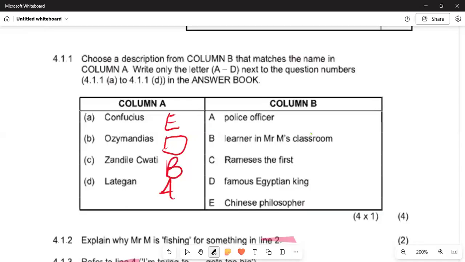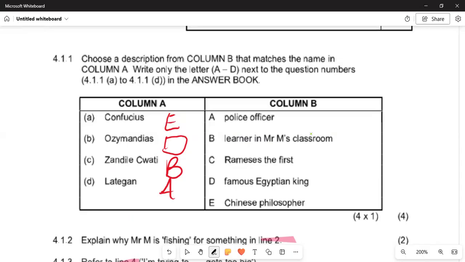So number A, we are having Confucius. Confucius is a Japanese philosopher. That is letter E. Number B, the Ozymandias. So the Ozymandias is situated where? In Egypt. So that is the famous Egyptian king. The first famous Egyptian king was called Ozymandias. And there is a poem again which is called Ozymandias.